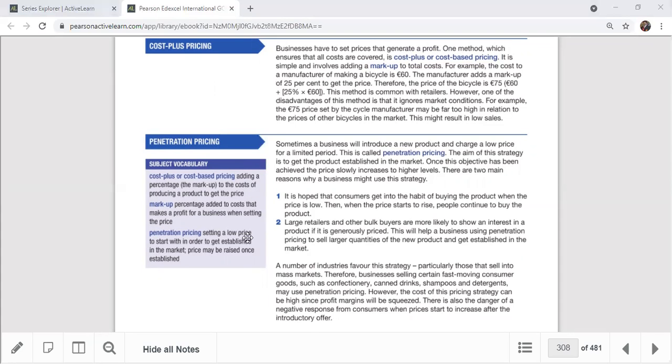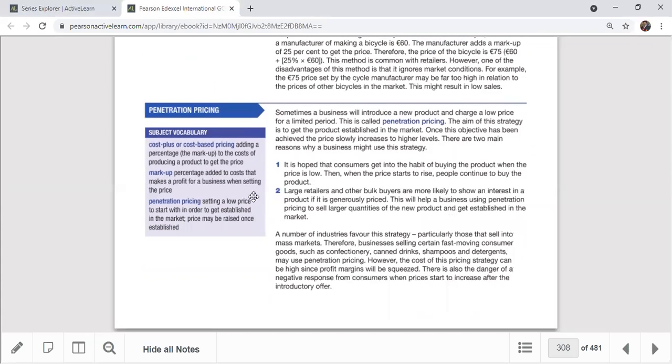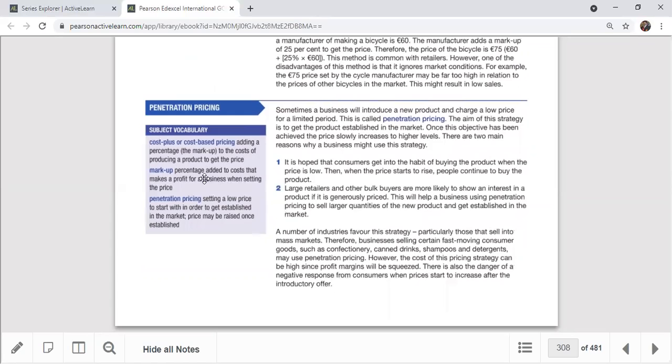We also talked about penetration pricing. In penetration pricing, you charge a low price in order to penetrate into the market, and then when the market is established, you gradually increase the prices. So penetration pricing means setting a low price to start with in order to get established in the market, and the price may be raised once established.